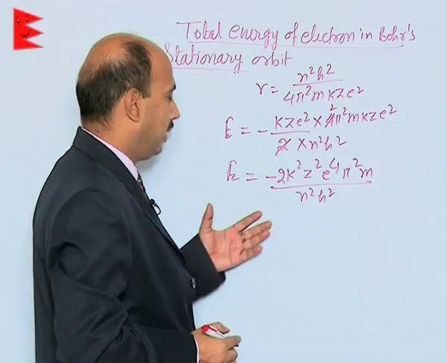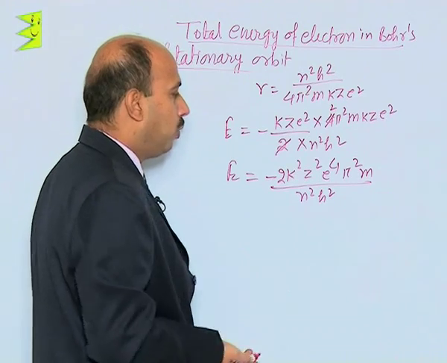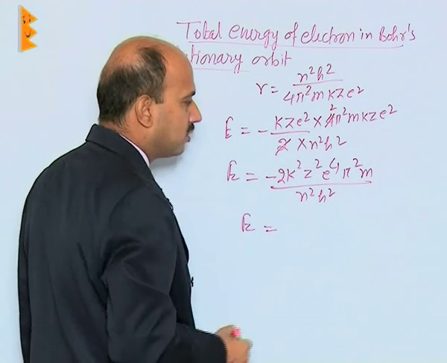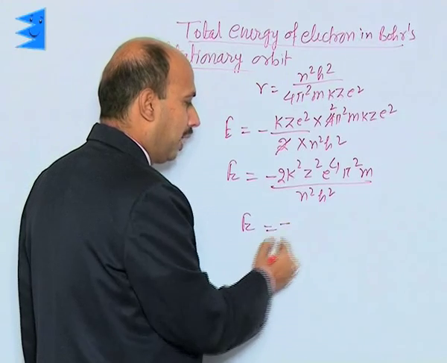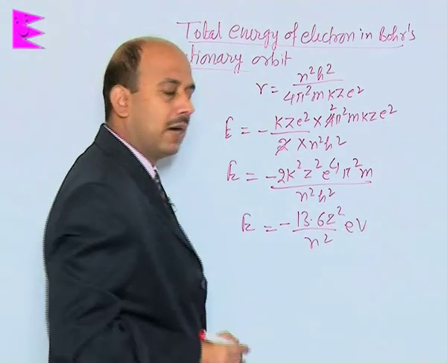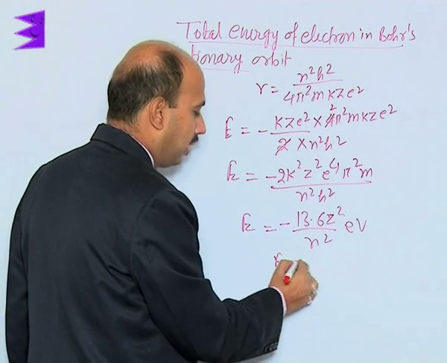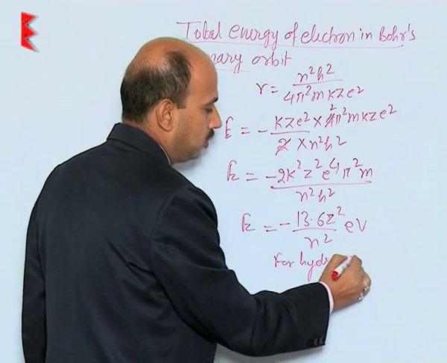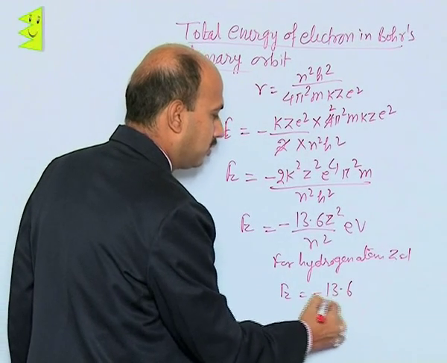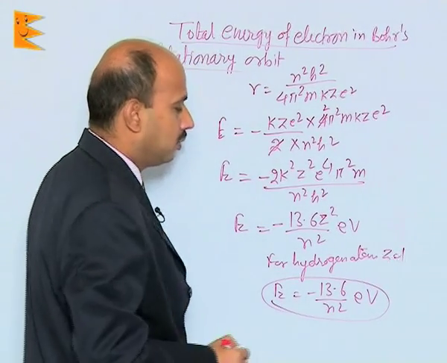Now we can just discuss here. Before taking z, you put all the constant values. When you put all these values, because everything is constant except z and n, we will get minus 13.6 z square upon n square electron volt. So this is the total energy, where z is the atomic number. So for hydrogen atom, we can write z is equal to 1. So E is equal to minus 13.6 upon n square electron volt. For hydrogen atom, this much is the total energy.